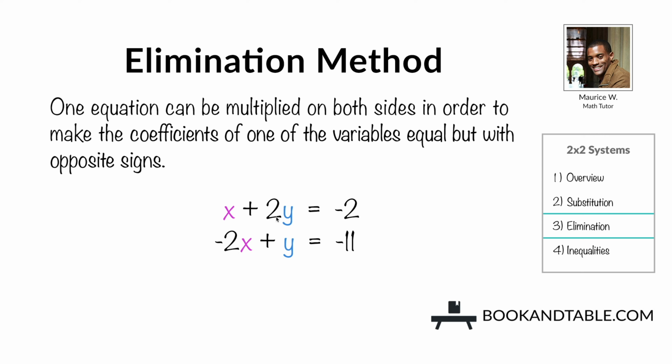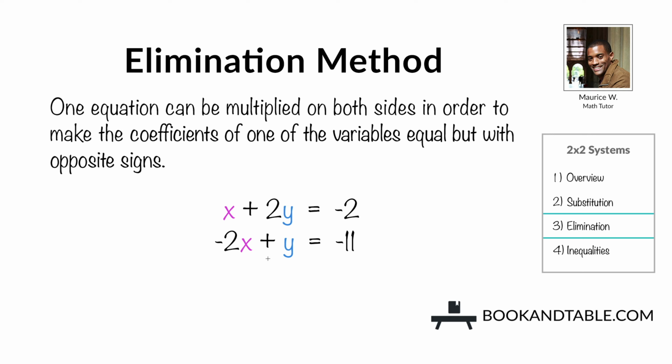So we have x plus 2y is equal to negative 2, and negative 2x plus y is equal to negative 11. If we were to subtract our x's here, it wouldn't get rid of the x. If you subtract the y's here, it wouldn't get rid of the y's. If you add the x's, it wouldn't eliminate the x's. Positive 1 minus 2 would give you negative x. If you add the y's, 2y plus y would give you 3y, so that wouldn't be eliminated either.